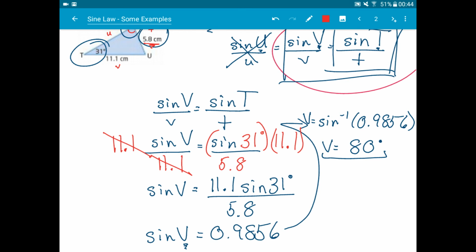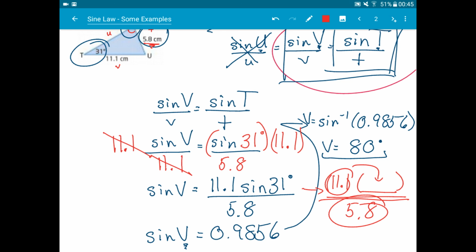That canceled that out. We got this expression here, which again you could just do as 11.1 times, evaluate what sine 31 is, put that number there, and then divide whatever 11.1 times that number is by 5.8. You'll get this number. Then use the inverse sine to transfer over to the actual angle that we're trying to find. And that's all there is in order to find missing sides and angles with sine law.